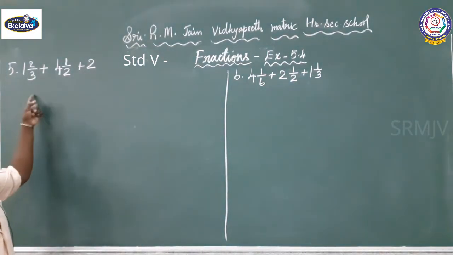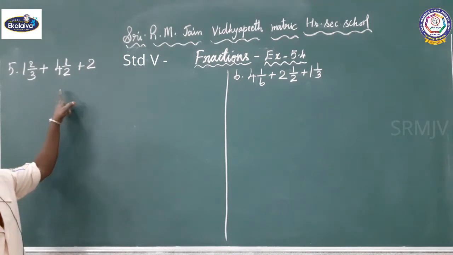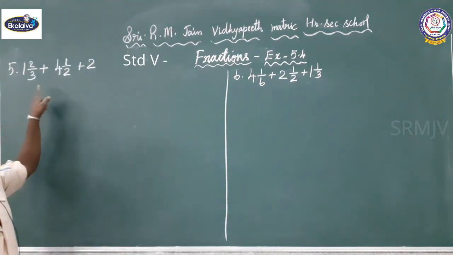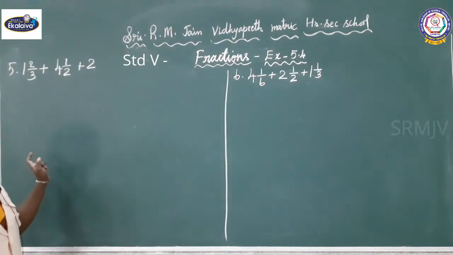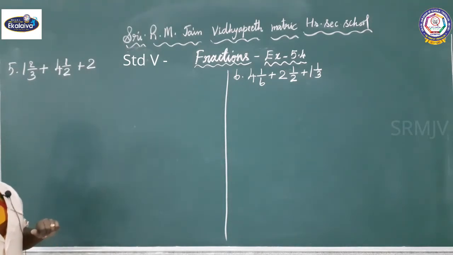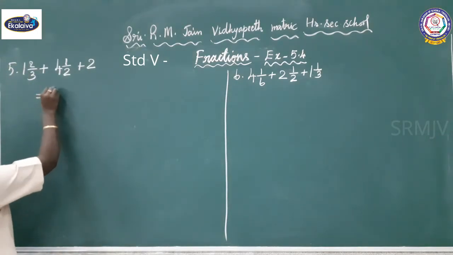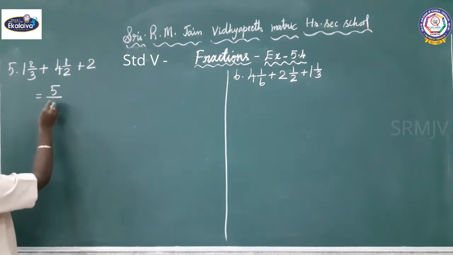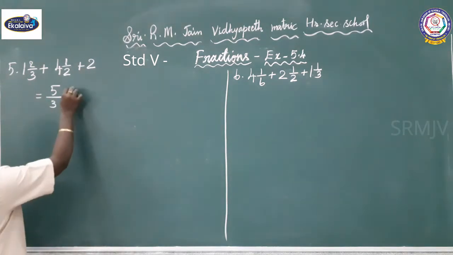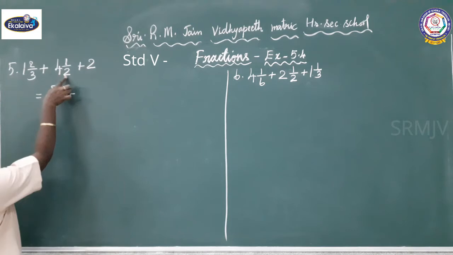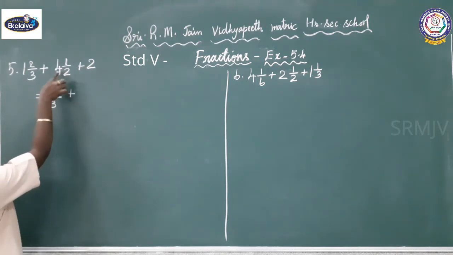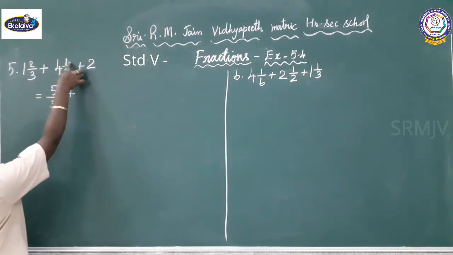The next question is 1 2 by 3 plus 4 1 by 2 plus 2. Here we are having mixed fractions. First we have to convert them into improper fractions. For that we have to multiply the denominator and the whole number part. 3 into 1, 3. Then we have to add the numerator 2. 3 plus 2, 5. The first fraction will come as 5 by the same denominator 3. Plus, here again we have to multiply the denominator and the whole number part. 2 4s are 8. Then we have to add the numerator 1.